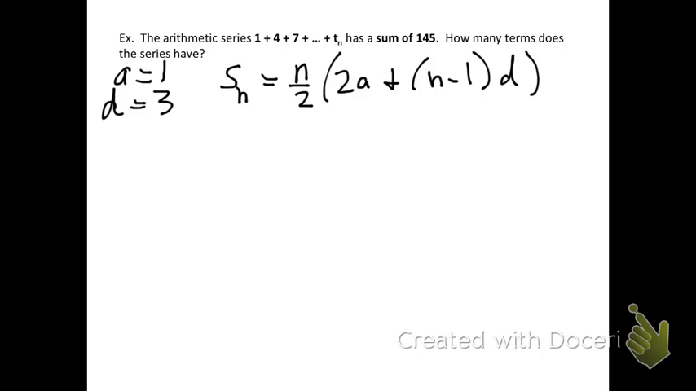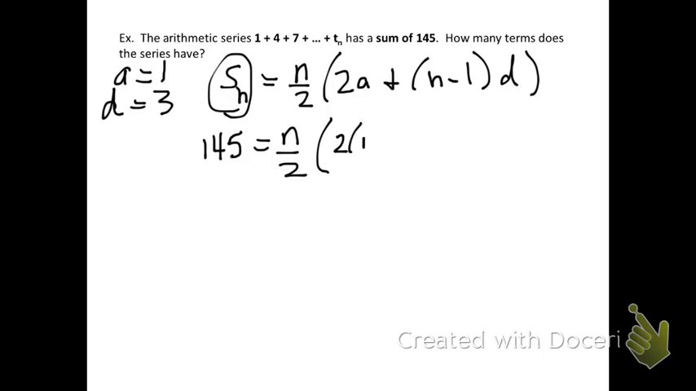Okay, now we don't know n, but we know a and d, and we also know that this value here is 145. We've been given that information too. So n over 2 times (2a plus (n minus 1) times 3). Okay, we can start to simplify that. I'm going to run out of space very quickly, so go ahead and start to simplify, and then I'll post the solution here.